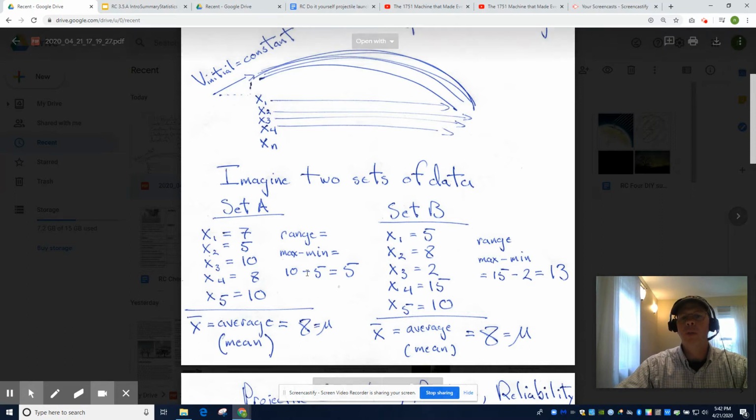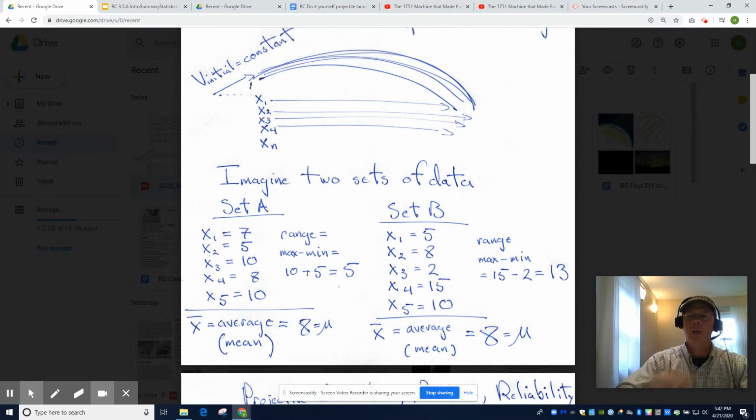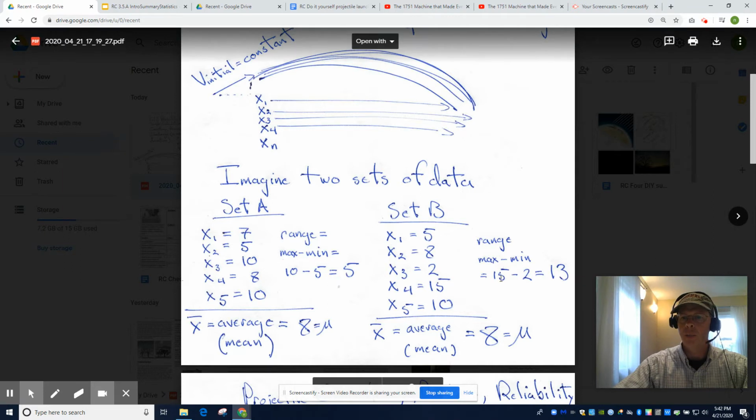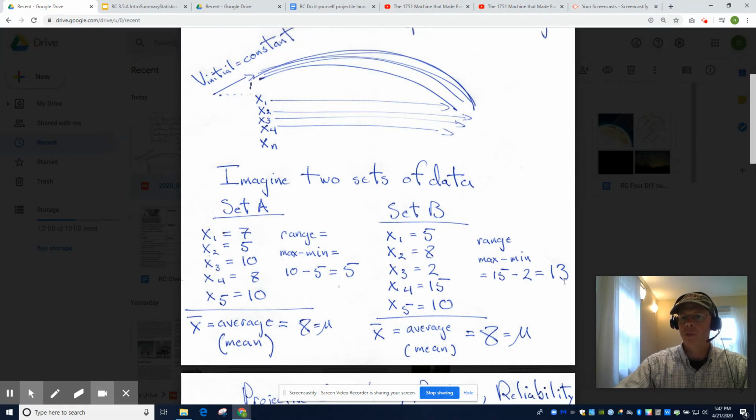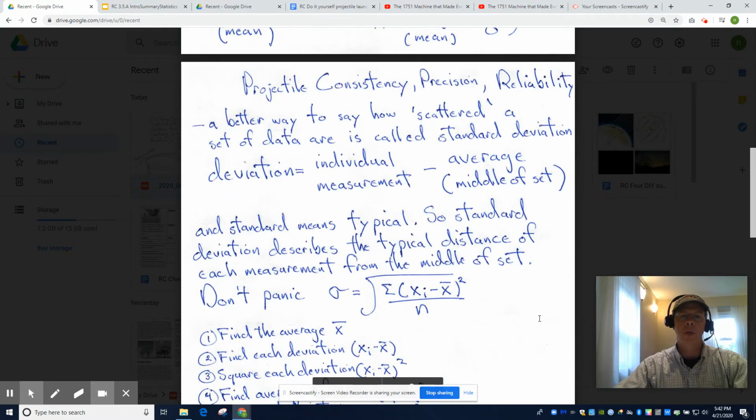Range is one way to say how scattered or how tight or how precise a set of data is. Maximum minus minimum describes the spread as 5 for set A, and maximum minus minimum describes the spread of the set as 13 for B. But there's a better way to describe it, and it's called standard deviation.